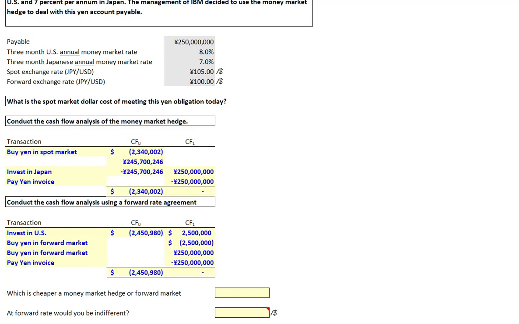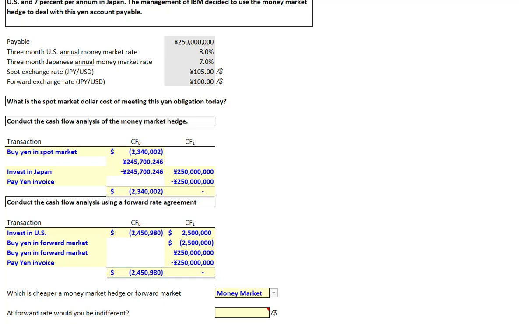So our final question is, which way do we want to go? Well, using a money market hedge, we would have to set aside $2,340,000 today. To do a forward rate hedge, we would need to set aside $2,450,000. So clearly, the money market hedge is the cheaper of the two hedges.